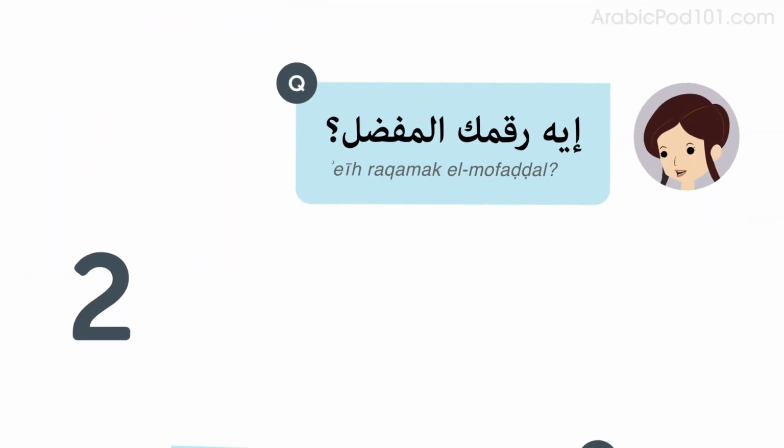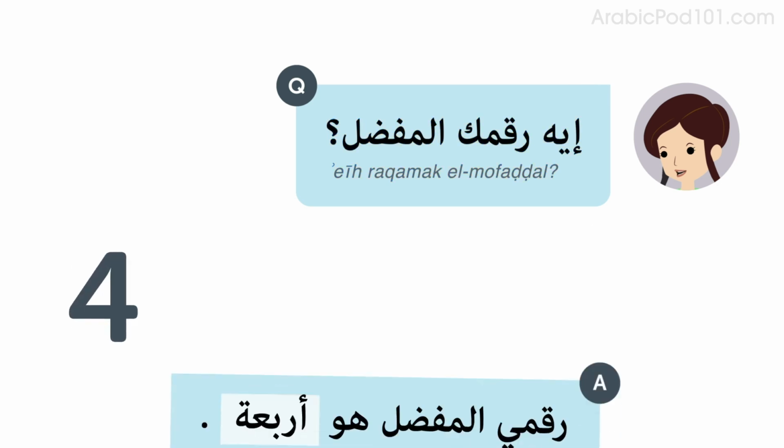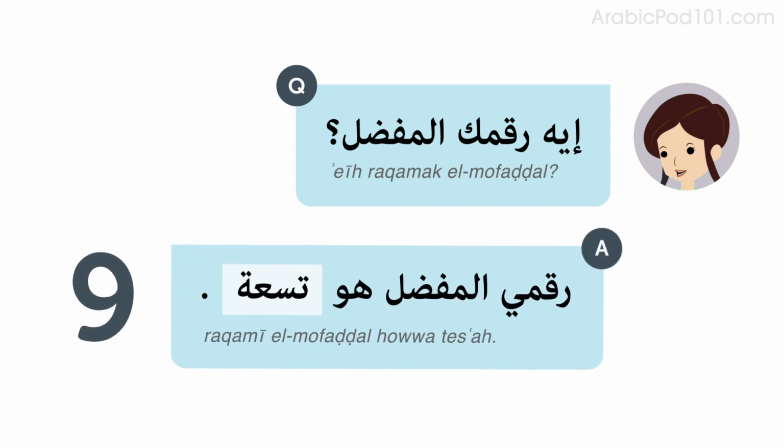Let's look at some examples. Listen and repeat or speak along with the native speakers. إيه رقمك المفضل؟ رقمي المفضل هو 2. إيه رقمك المفضل؟ رقمي المفضل هو 4. إيه رقمك المفضل؟ رقمي المفضل هو 9.